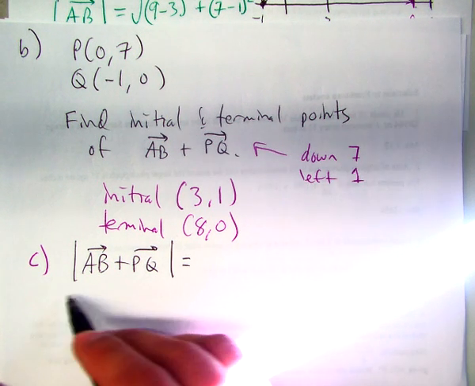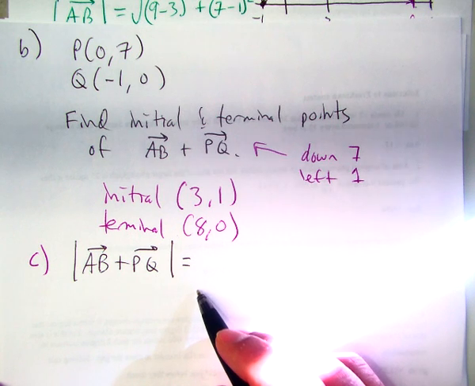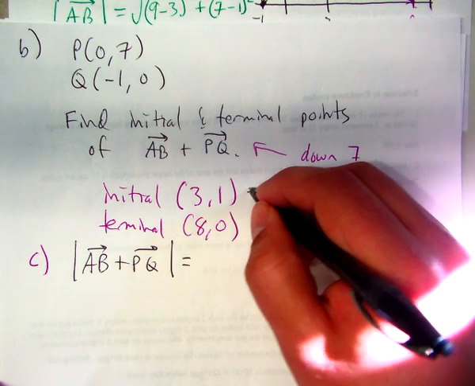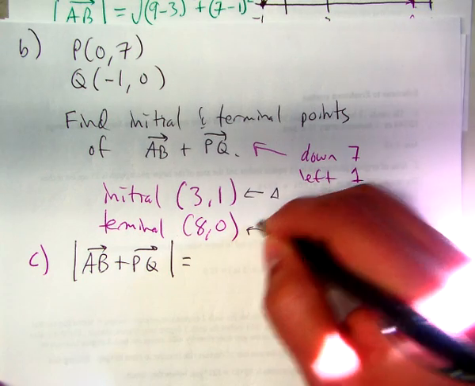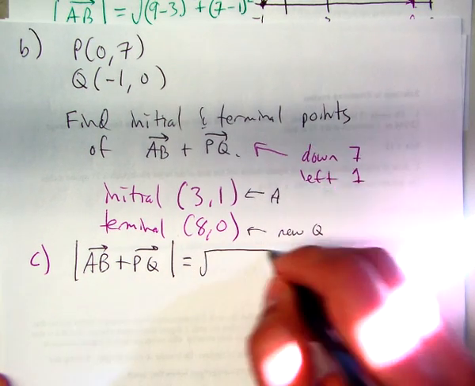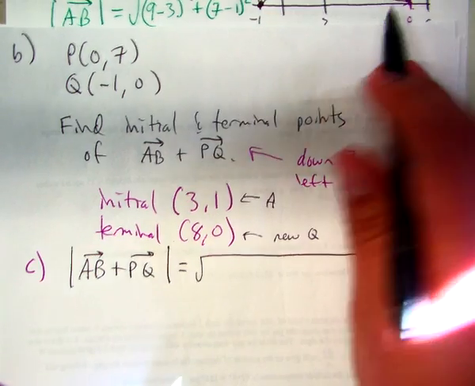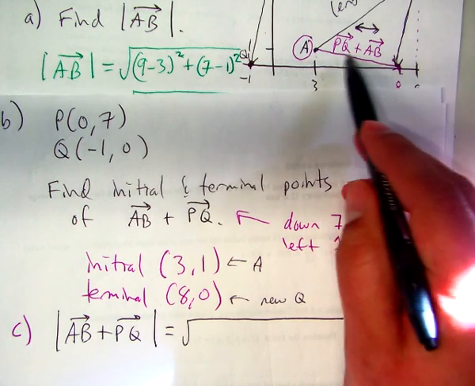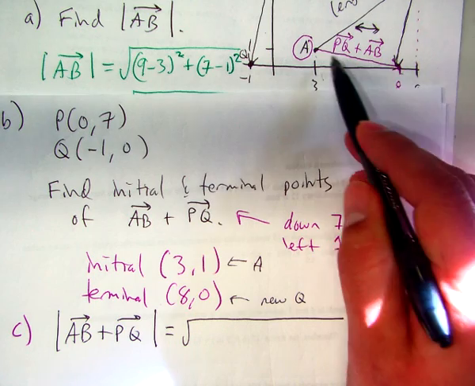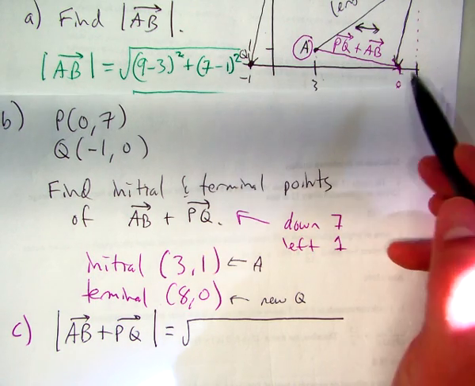Find the length from where to where? From A, our initial point, to our new Q. So distance formula: all we're doing is finding the length from here to here. We've already added them up. If you have a good picture, you can see that the difference is going to be 1 and then 5.